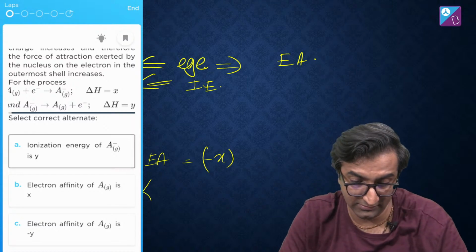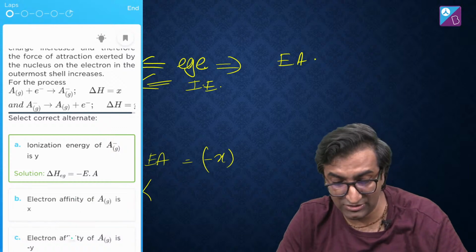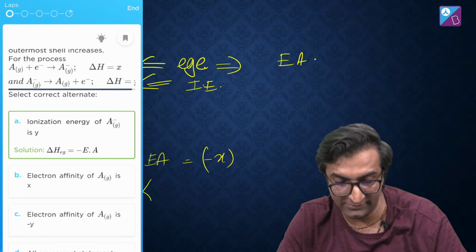It should be this. I don't know. Let's mark it and see. Yeah, look at that. Delta H is minus of EA. So this should be minus. Yeah, electron affinity should be minus X. That's what it should be.